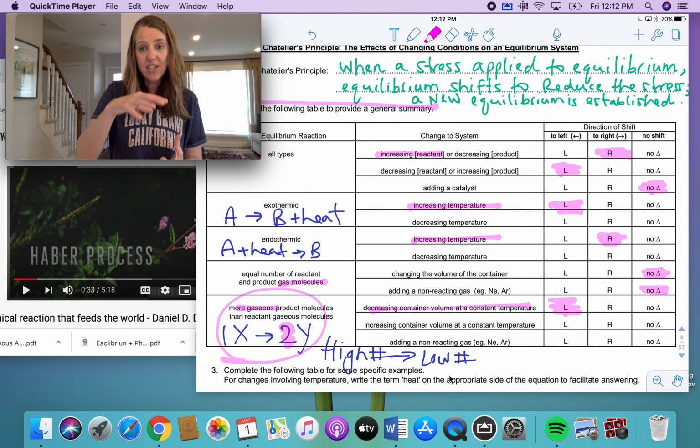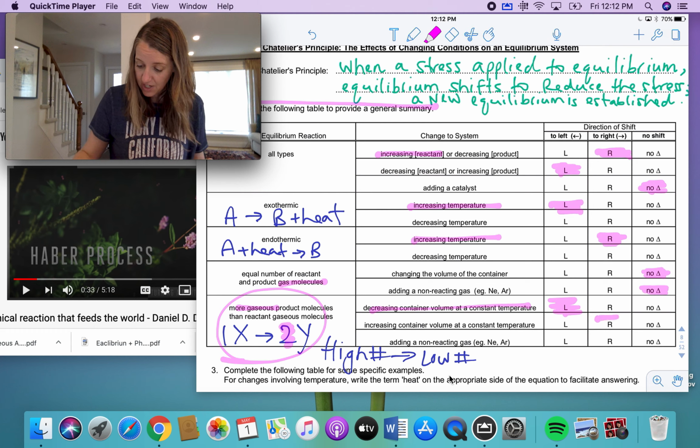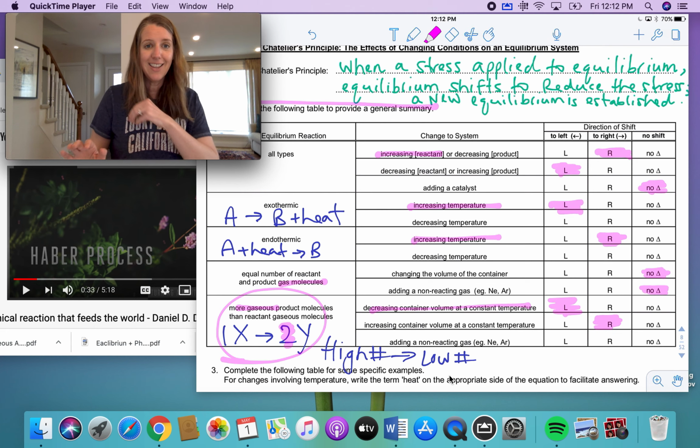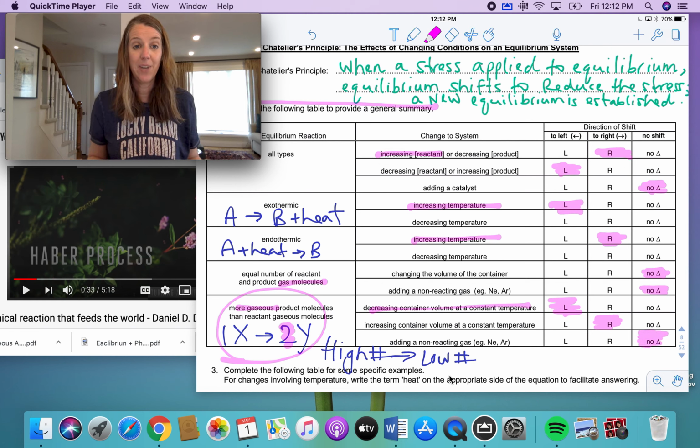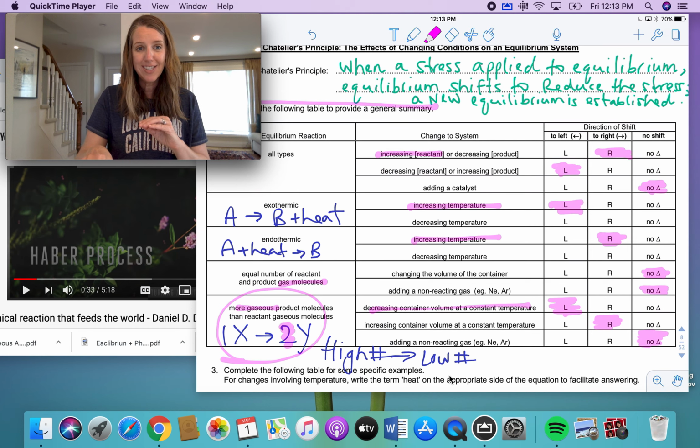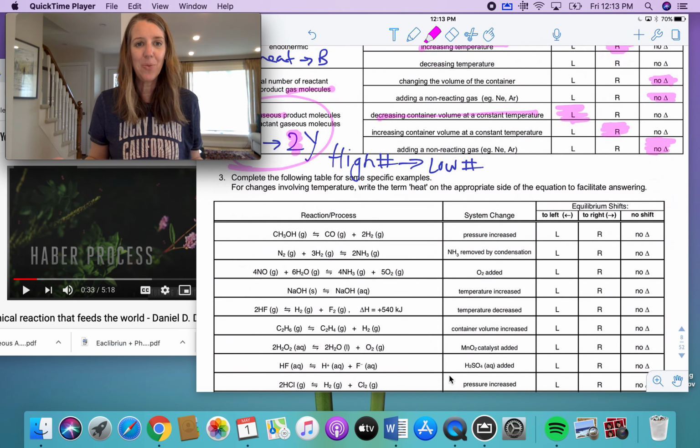If you increase the volume, you're decreasing the pressure. It's going to shift it to the right. And if you add anything that's a non-reactant gas, you get no shift. Okay, so think about this. This again is your summary table. Try the questions down below, and then we'll check your solutions. And good luck with that. This is probably the trickiest lesson so far.